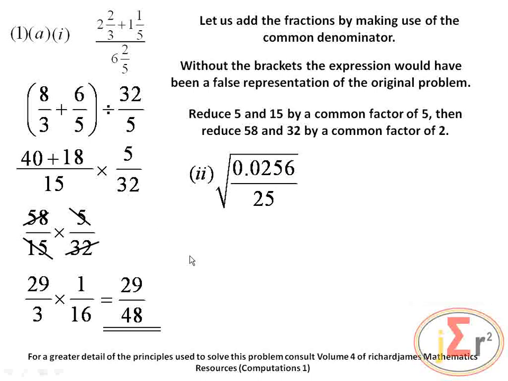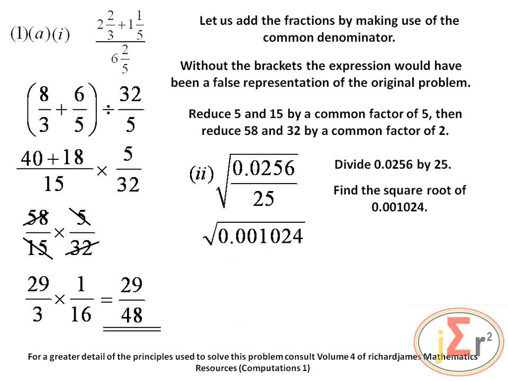Now we are required to simplify this arithmetic expression that we have right here, and we are going to have the result in standard form. So first we divide 0.0256 by 25 and see what we get. 0.001024, and then we are going to find the square root of 0.001024. The square root of that is 0.032, and that is going to be written in standard form.